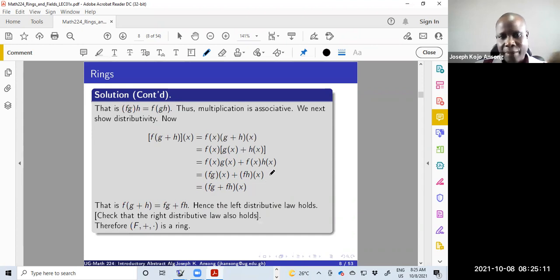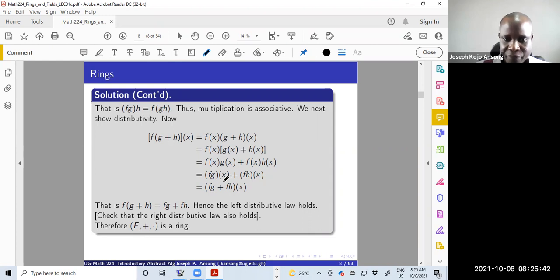Then we're going to show the left distributive law, and your task is to try it for the right distributive law. So for the left one, I take f multiplied by g plus h on x. I distribute this. So I'm going to have f of x times (g plus h) of x, and this will be equal to f of x times... I can rewrite this as that. In terms of multiplication, this is now straightforward. f of x, g of x, h of x are all functions of x, right?